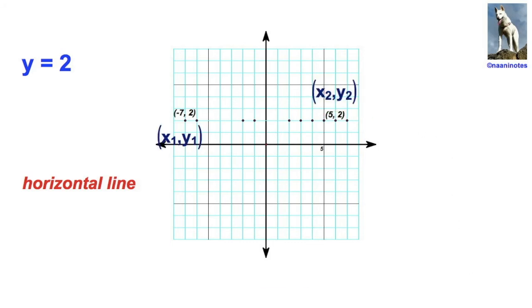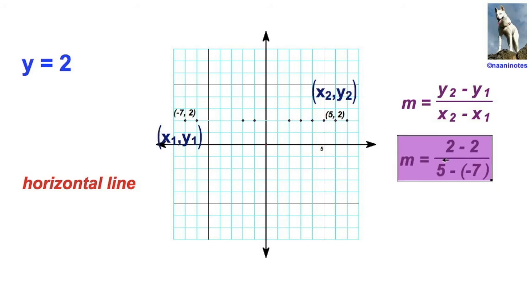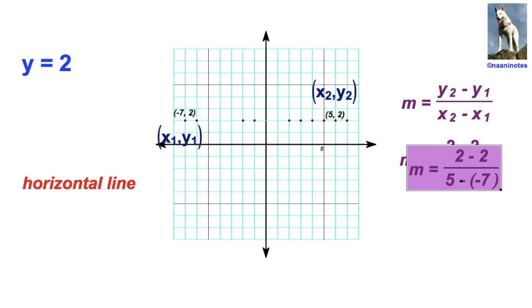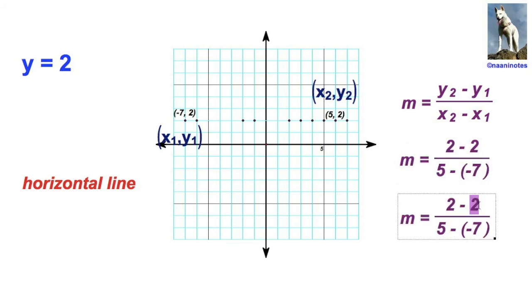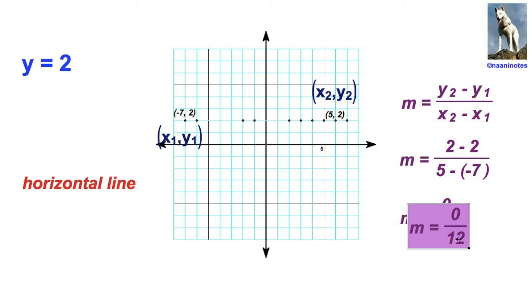Let's confirm something. We know this is the equation for the slope. So I'm going to say y2, 2, minus y1, 2, over x2, 5, minus negative 7. Let's work that out. Does that work out? Sure. 2 minus 2 is, of course, the number 0. 5 minus negative 7 is 5 plus 7, which is 12. 0 over 12. Is that legit? The answer is yes, because 0 divided by 12 is 0. This particular line has a 0 slope.